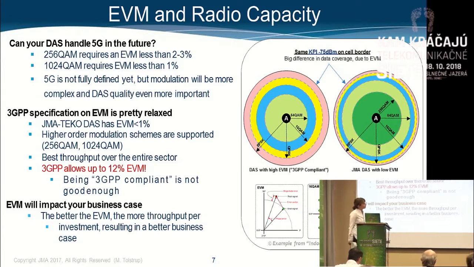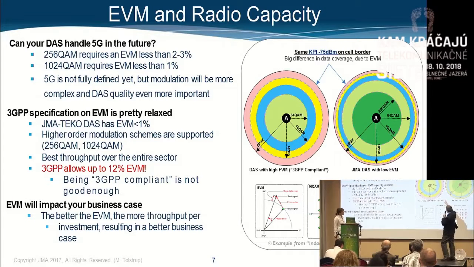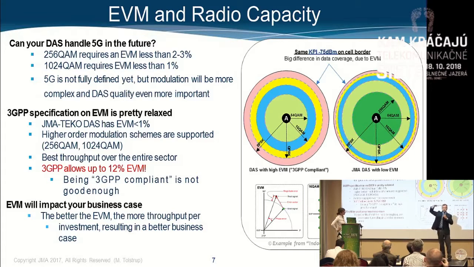So here I'm just trying very simply to show two antennas in the same environment. A is the antenna, and you can see that the dark green area is maximum capacity. The light green one is the next step. And you can see in a system with low capacity and low quality, you're not going to utilize the full bandwidth of LTE, so it's going to degrade your throughput in the network from day one.